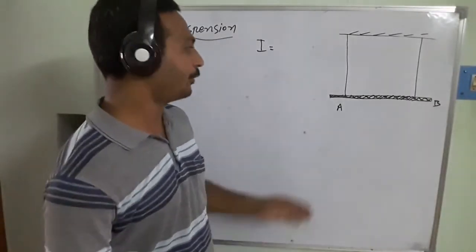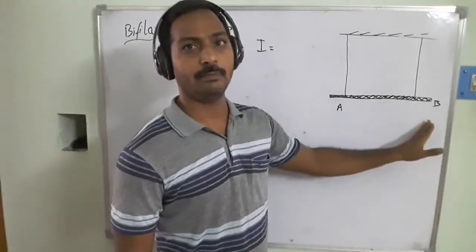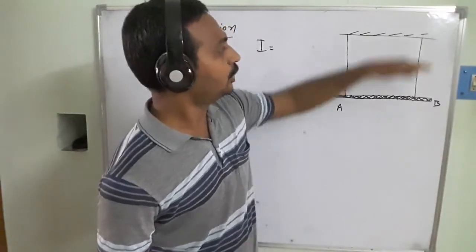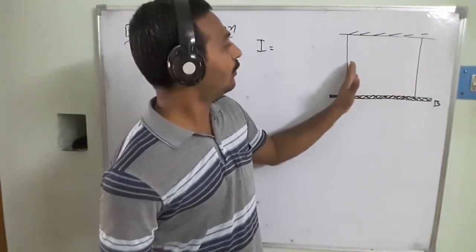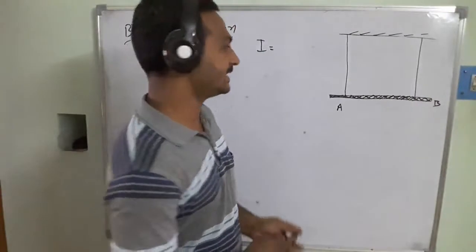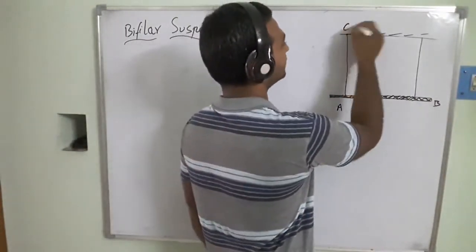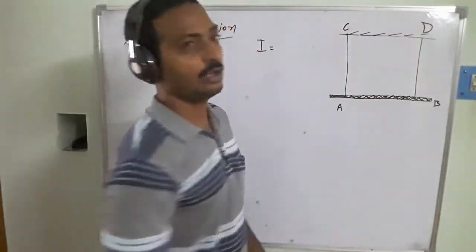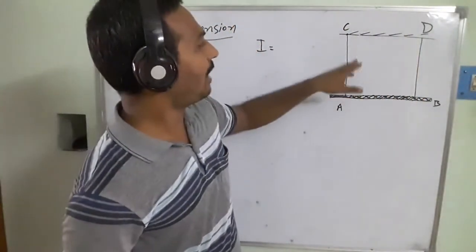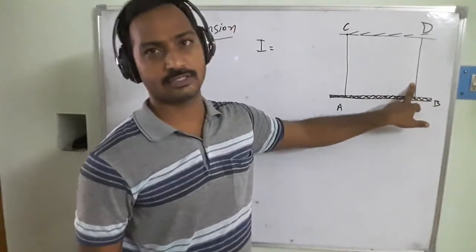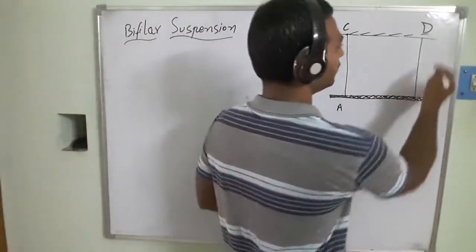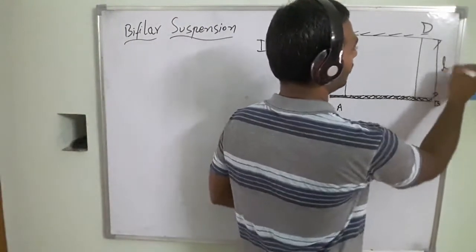In this case, I have taken the bar, which is AB. It is suspended by two flexible strings. AB is the bar, and the fixed points C and D are attached to the frame. The length of the flexible strings is going to be L.